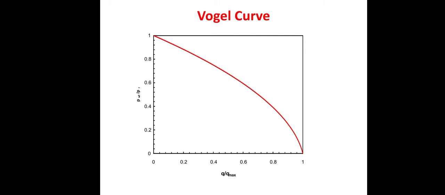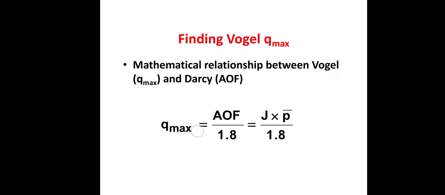So for you to draw it right, on the x-axis you put Q over Q max, and on the y-axis you have PWF over P. PWF being the bottom hole pressure, and P is the reservoir pressure. Meanwhile, Q is the production flow rate, and Q max is the maximum production flow rate at PWF equal to 0.